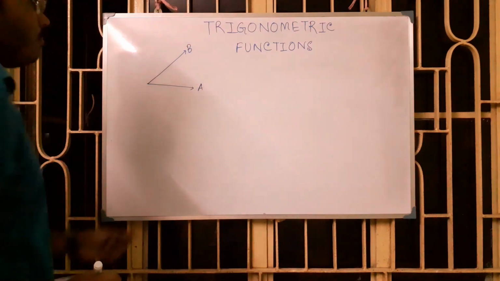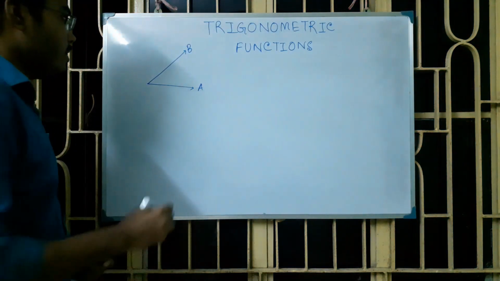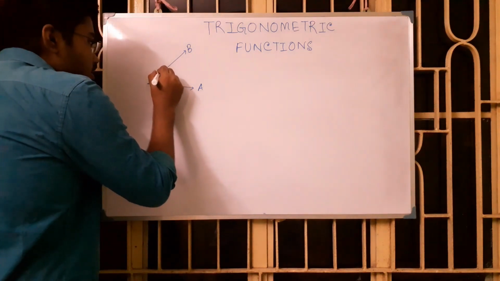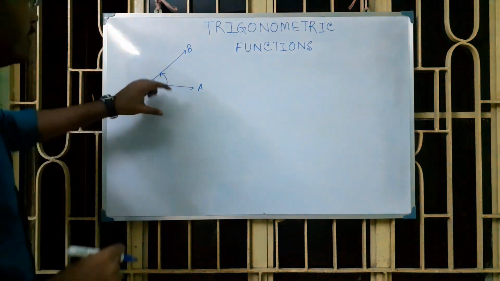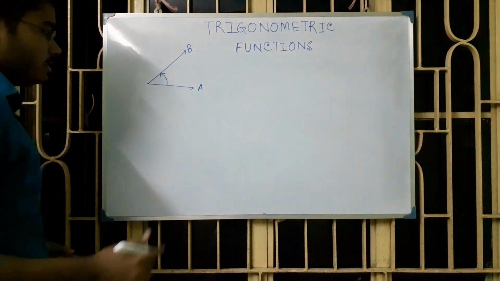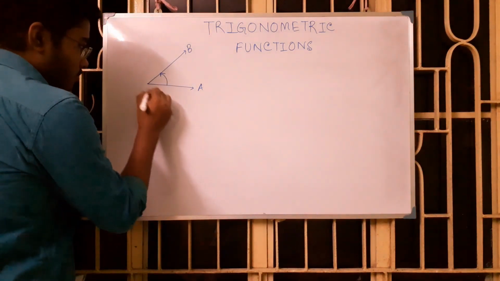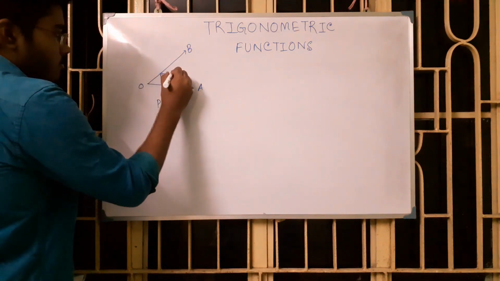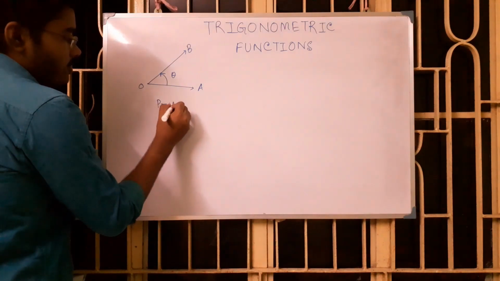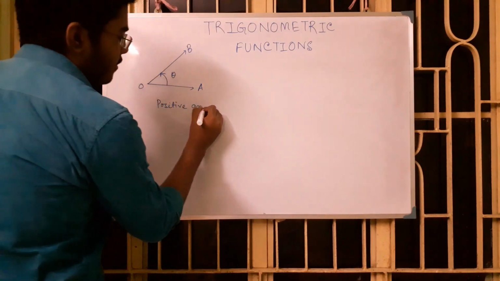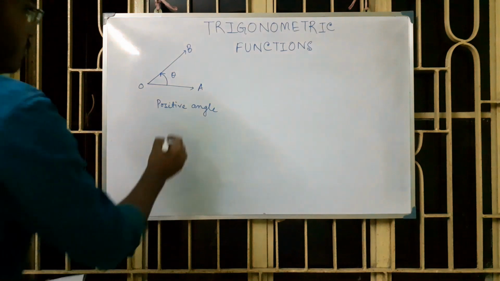If this is initial point A and this is final point B, and if this is theta, if we measure along this, that means anti-clockwise, then this is a positive angle.